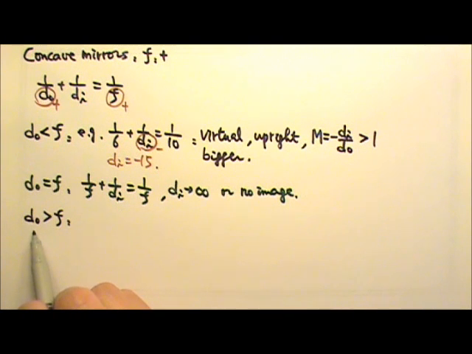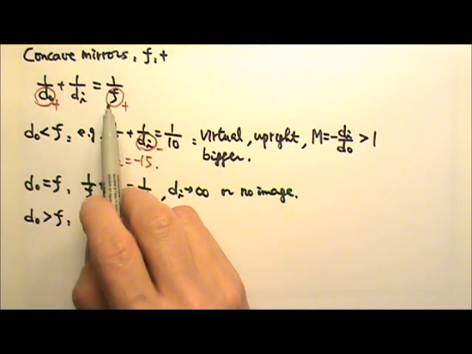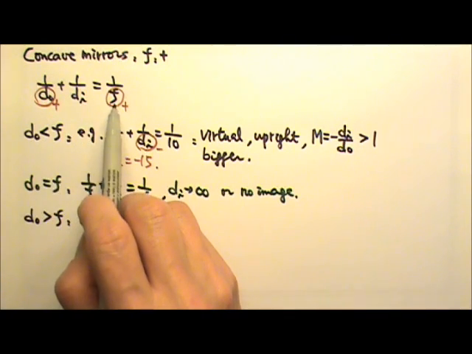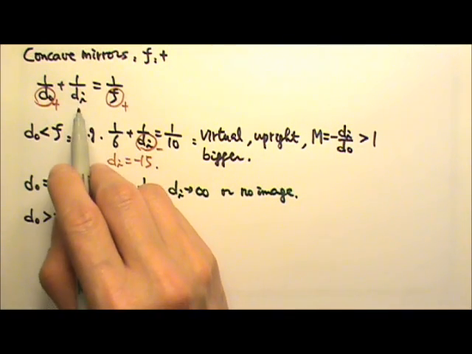If the object distance is larger than the focal length, the object is placed beyond the focal point, then both of these are positive, and because dO is a bigger number than the F, that means dI must be positive.